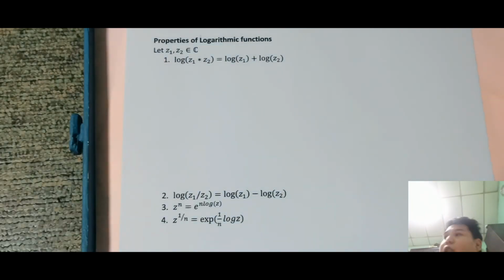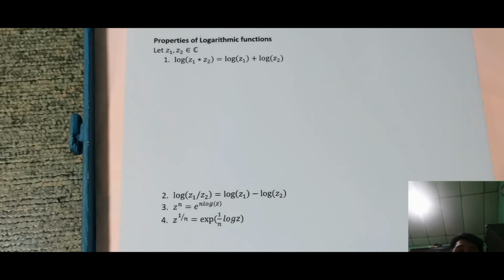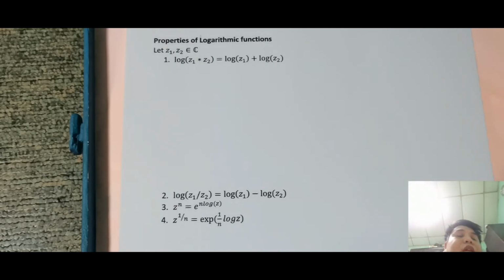Okay, so let's have the properties of logarithmic function. Let z1 and z2 be elements ng complex number. We have property number 1, the logarithm of a product is equal to the sum of their logarithms. Tama ba? Logarithm of z1 times z2 is equal to logarithm of z1 plus logarithm of z2. Number 2, the logarithm of a quotient is equal to the difference of their logarithms, which is logarithm of z1 over z2 is equal to logarithm of z1 minus logarithm of z2.